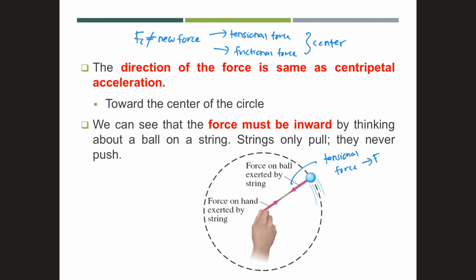So when you pull this thing inwards, this tensional force is the one that produces centripetal force. Because if you didn't have this inward force, what would happen? It's not going to move in a circle. So when you apply tensional force, you produce a centripetal force to make sure that the ball is moving in a circle. So your tensional force is responsible for making sure that the object moves in the circle.